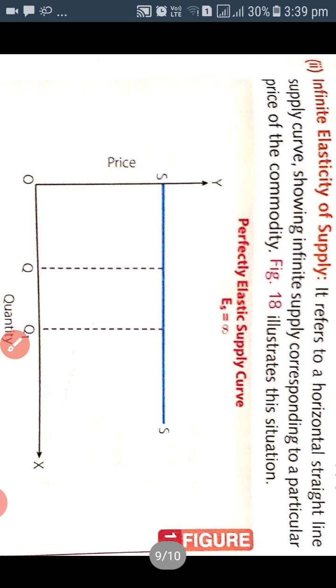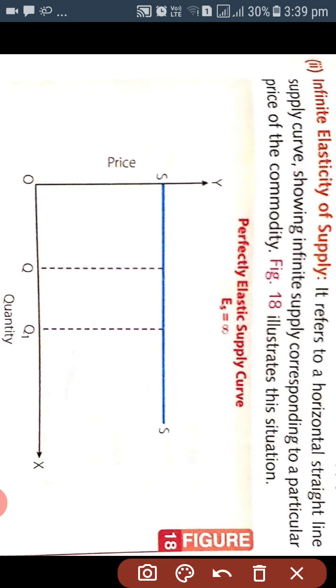And the second extreme situation is called perfectly elastic supply curve, and elasticity of supply would be equal to infinity. It means infinite change can occur. Now just to see, infinite elasticity of supply refers to a horizontal straight line supply curve showing infinite supply corresponding to a particular price of the commodity.